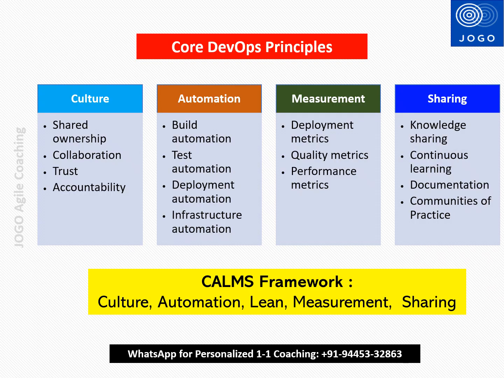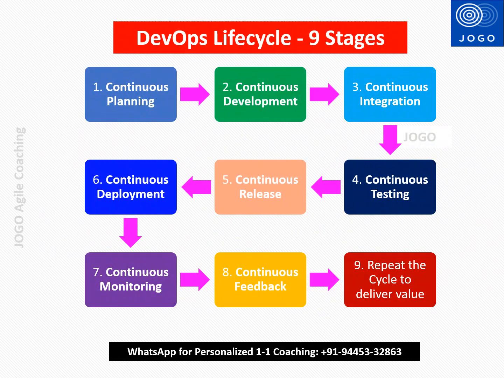Hope this is clear. Now let us understand the DevOps lifecycle. There are 9 stages in the DevOps lifecycle, and if you want to implement DevOps or do DevOps transformation, we can follow this guideline as 9-stage steps. One is continuous planning. So we will do the initial planning, and based on the input and the result, we can refine the planning. So the planning should be continuous.